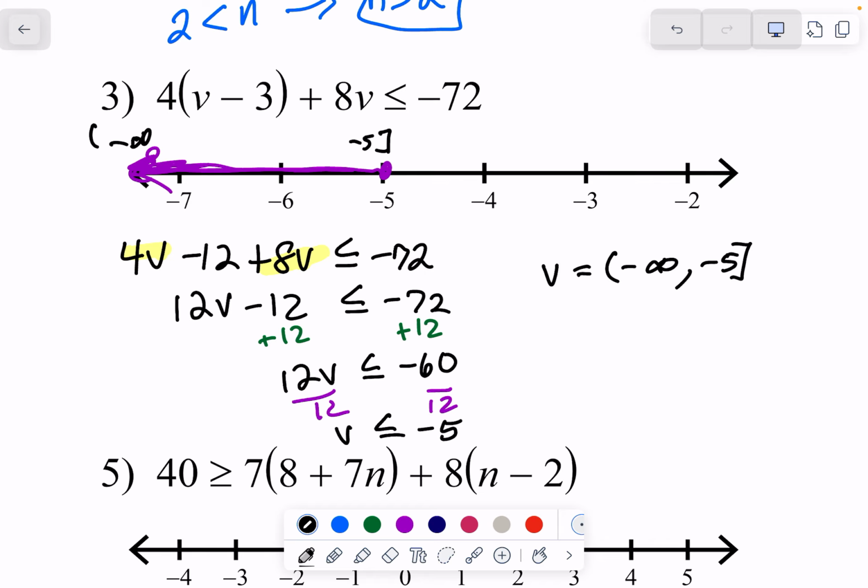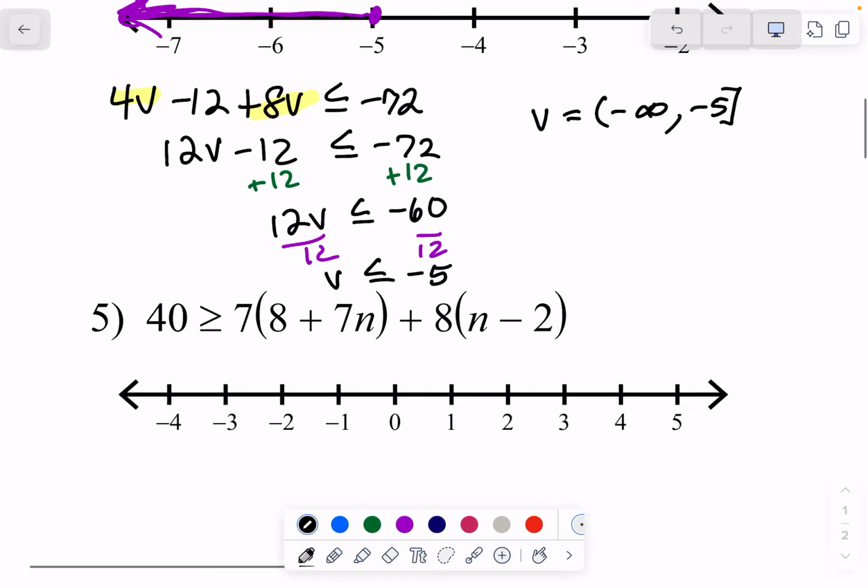Everybody good with 3? Okay, let's keep going. Number 5.